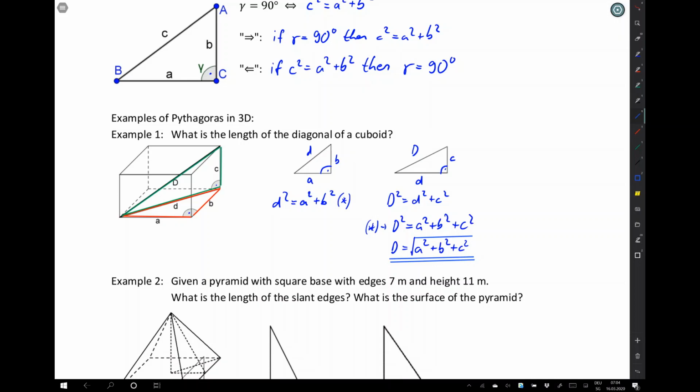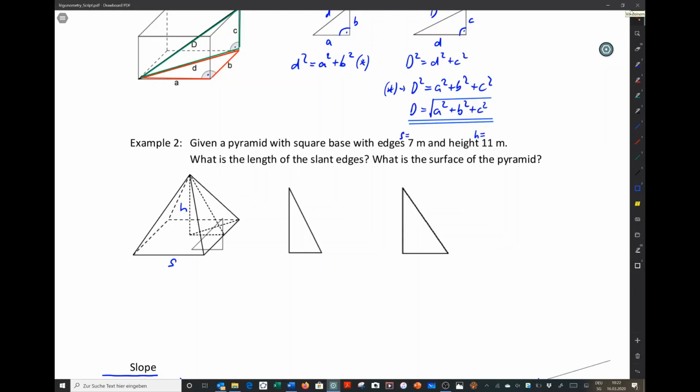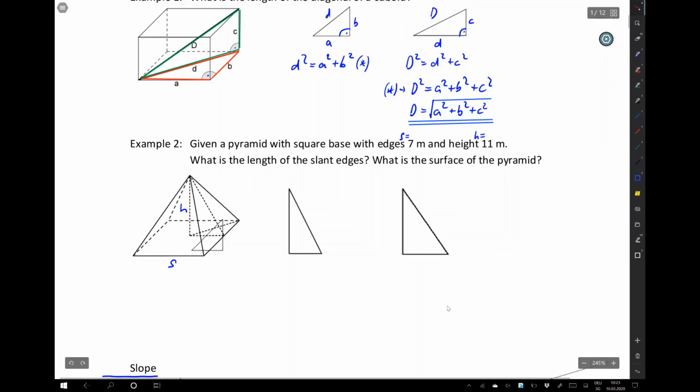In example 2, we look at a pyramid with square base, with base edge length s being 7 meters and height of the pyramid h being 11 meters. Please ignore the small triangle, it shouldn't be here. We want to find the length of the slant edge L, and we want to find also the surface area of the pyramid, which means the base face plus 4 times this triangle here.